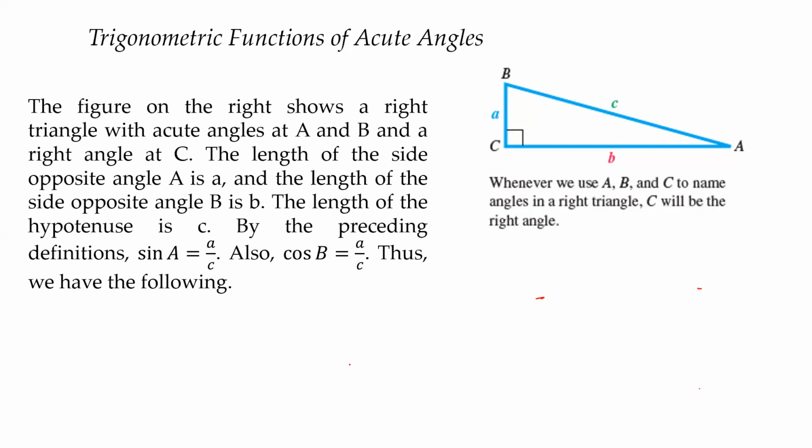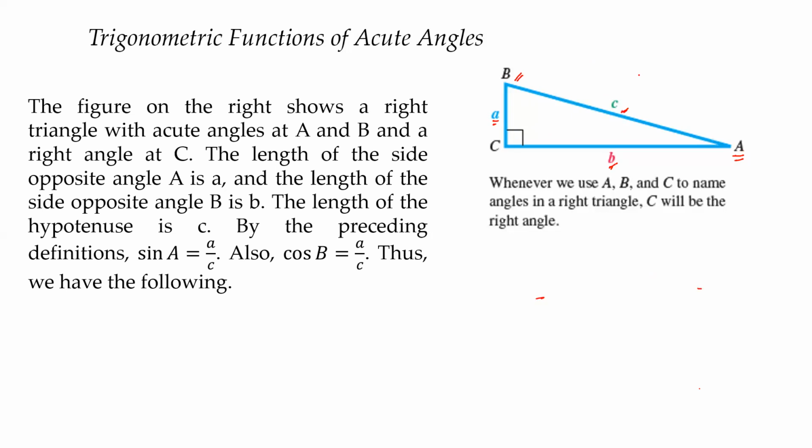Now the length of the side opposite to angle A. So if this is our angle A, opposite to A is small letter a, this one, right? And the length of the side opposite to angle B, this is angle B, opposite to B is small letter b. And the length of the hypotenuse for our two angles is small letter c.